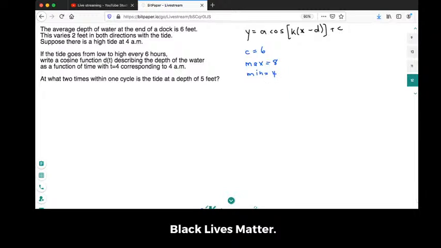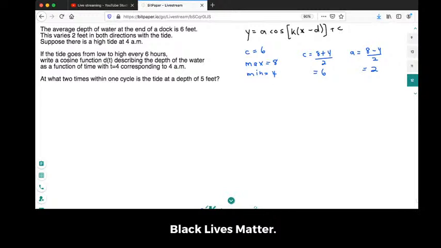So I can actually check that my C term is correct by just going max plus min divided by 2. And obviously that does equal 6. So that's correct. Then my A term can be determined: 8 minus 4 divided by 2, and I'm going to get 2. So already I've got 2 pieces of the puzzle. Now let's go to the next point.